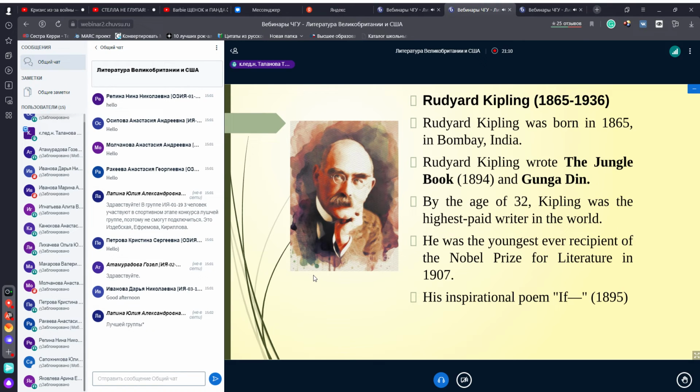His poems and stories were widespread and very popular in the late 19th and early 20th century. But after the First World War, his reputation suffered. Because he was regarded as a jingoistic imperialist, chauvinistic.